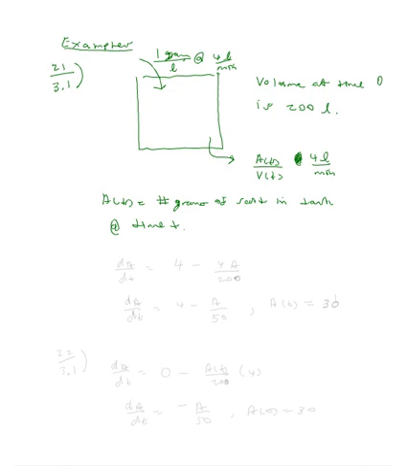Okay, and then the flow rate out is the same as the flow rate in. The rate of the liquid going out is the same as the rate of the liquid coming in. That's 4 liters per minute.